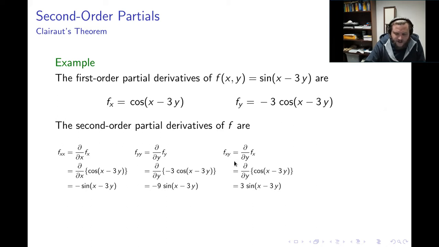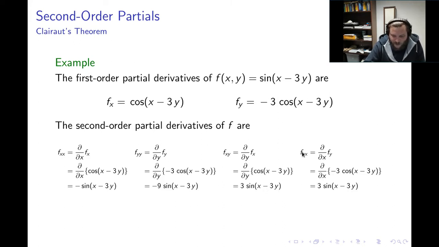I can also construct what's called the mixed second order partials. So this one I'm doing is f sub xy. This says to take the partial derivative with respect to y of f sub x. Well, f sub x was cosine of x minus 3y. When I take the partial derivative with respect to y now, I'll get a factor of negative 3 times negative sine of x minus 3y, which ends up being 3 times sine of x minus 3y.